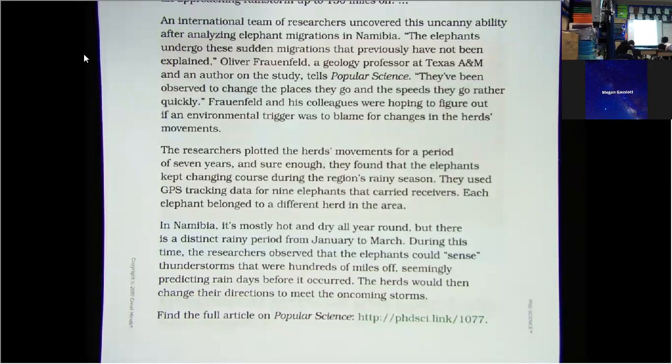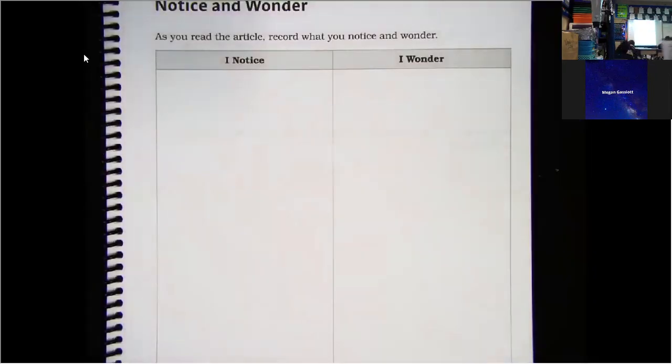They used GPS tracking data for 9 elephants that carried receivers. Each elephant belonged to a different herd in the area. In Namibia, it's mostly hot and dry all year round, but there is a distinct rainy period from January to March. During this time, the researchers observed that the elephants could sense thunderstorms that were hundreds of miles off, seemingly predicting rain days before it occurred. The herds would then change their directions to meet the oncoming storms. Pretty crazy, right?